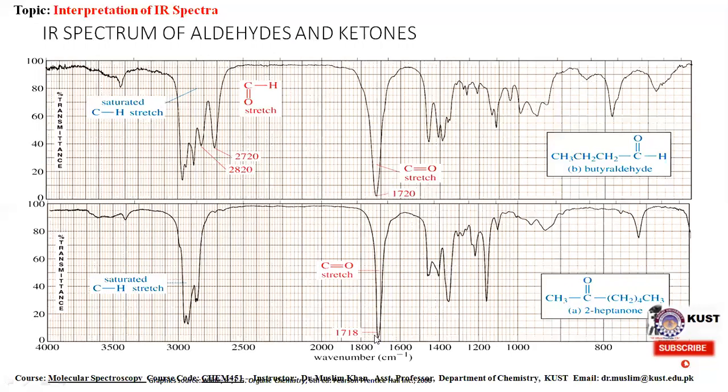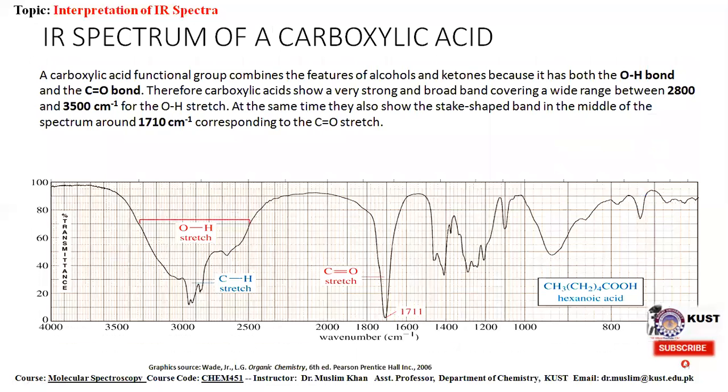It is showing 1718, 1720. So this is quite similar for aldehyde and ketone, but the difference is here because hydrogen is attached to this carbon atom and here another carbon is attached. So the environment of these two carbons is different.